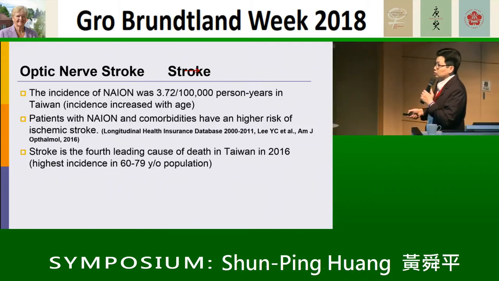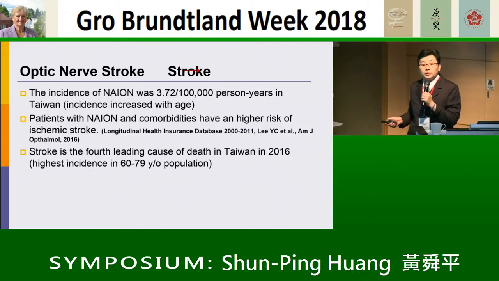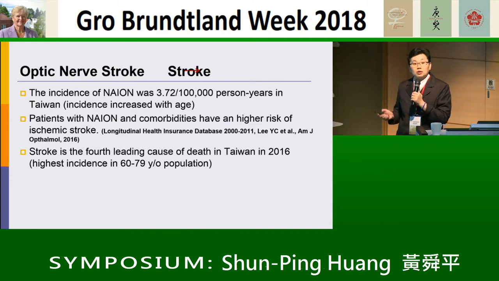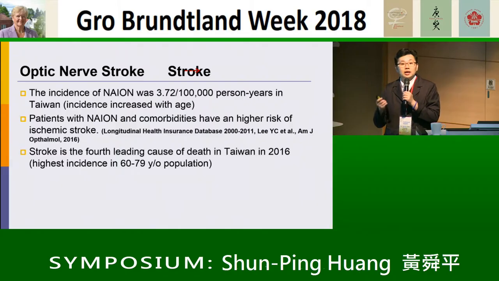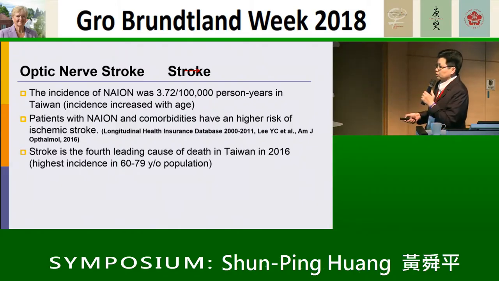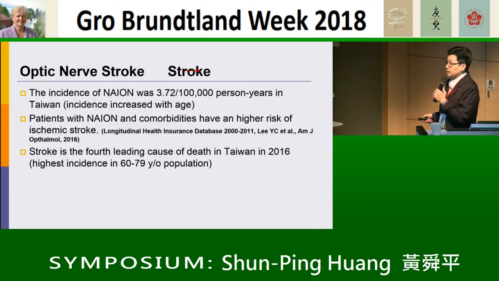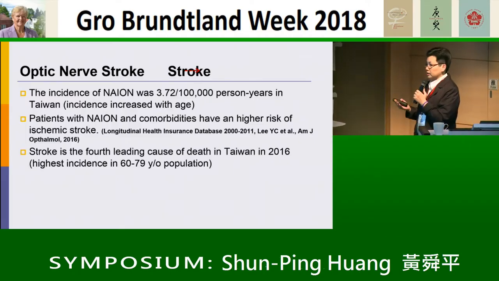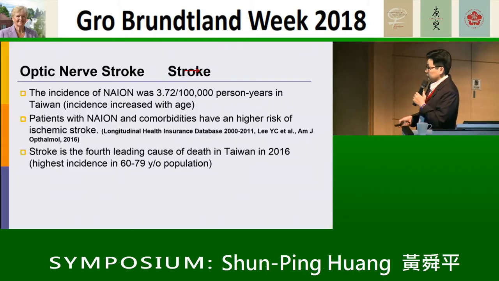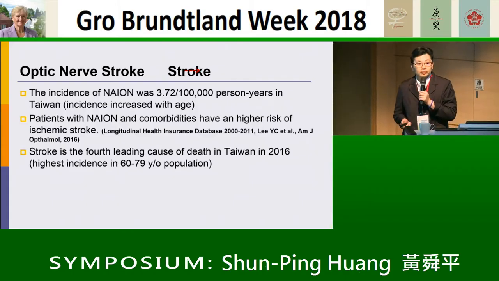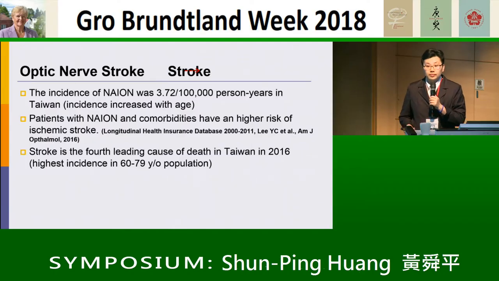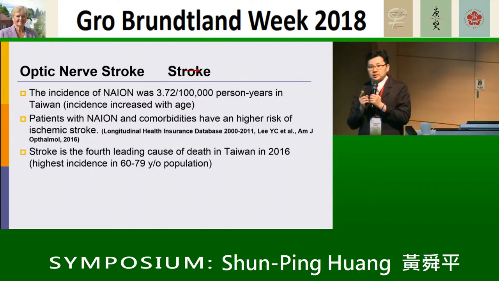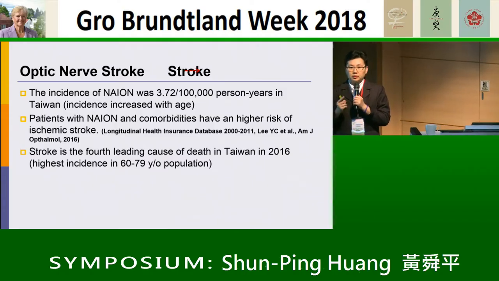So what is comorbidity? It means if you have NAION and also those risk factors I just mentioned, such as diabetes and hypertension, you have a higher risk of ischemic stroke, about 3.5 times higher than patients without NAION. Stroke is the fourth leading cause of death in Taiwan, and those aged 60 to 79 have the highest incidence. The eye can show a lot of systemic disease even before the patient has symptoms.